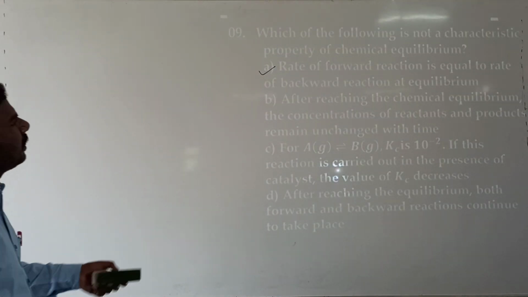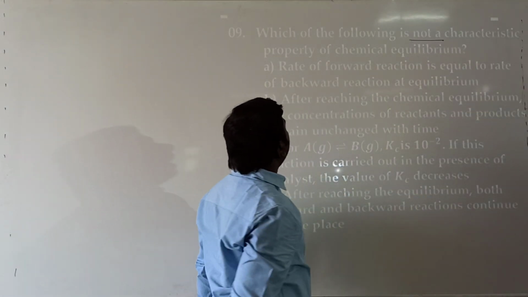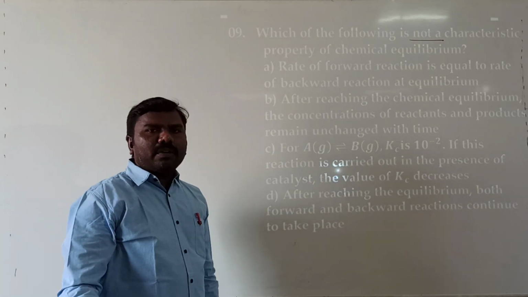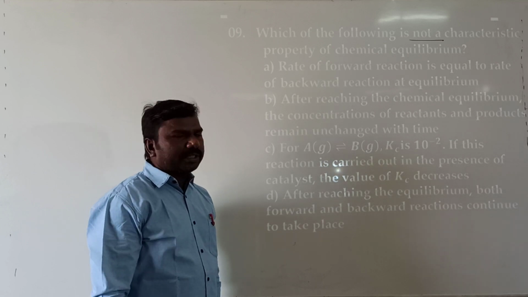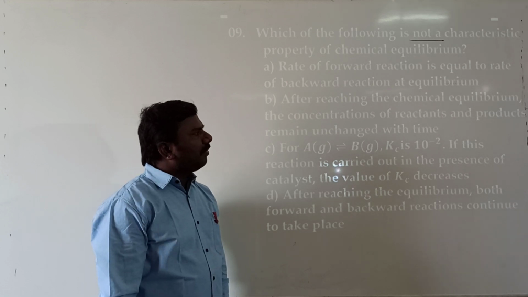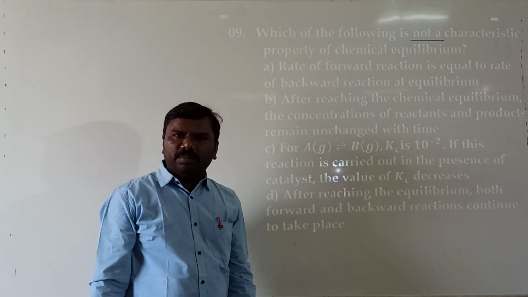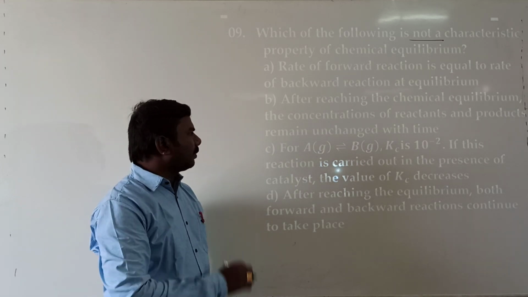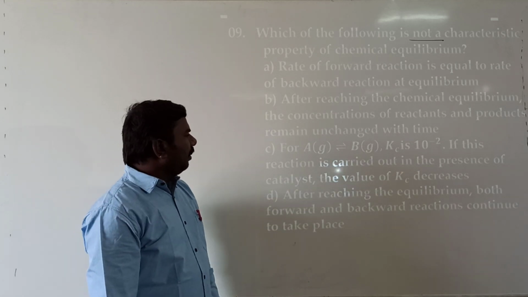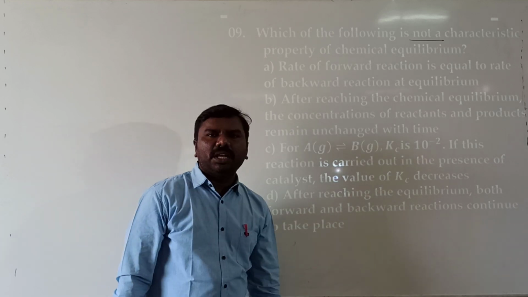Which of the following statements is not a characteristic property of a chemical equilibrium? First one, the rate of the forward reaction is equal to the rate of the backward reaction. Yes, it is true. After reaching equilibrium, the concentration of reactants and products remains unchanged with time in some equilibriums, different equilibriums. Yes, it is possible. For A gives rise to B, Kc equals 10 to the power of minus 2. If this reaction is carried out in the presence of a catalyst, the value of Kc will be decreased.